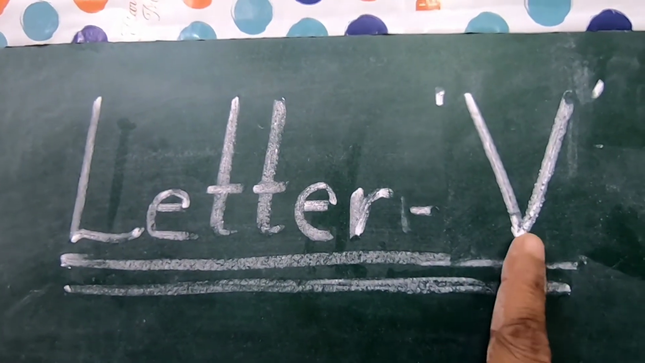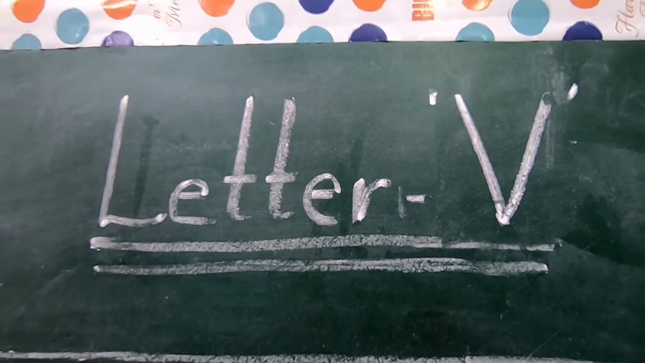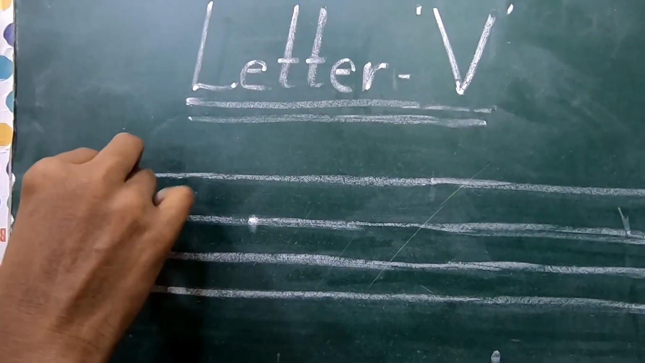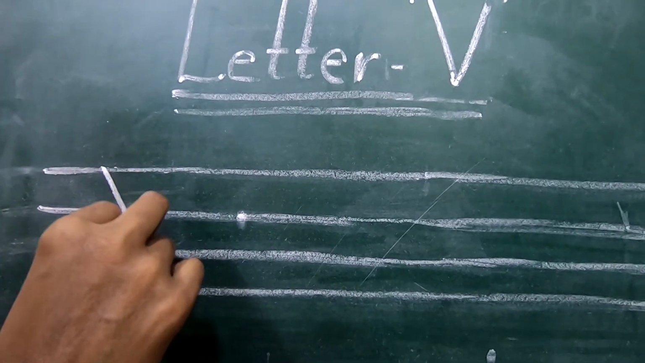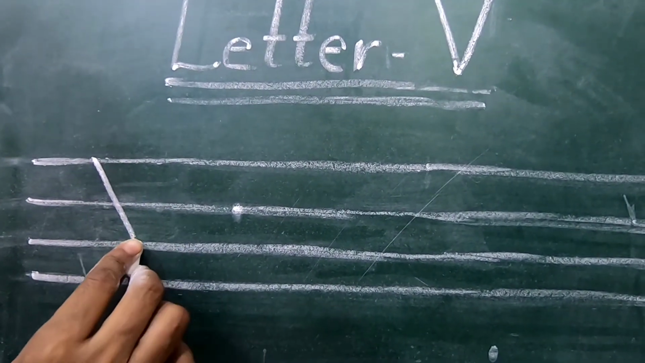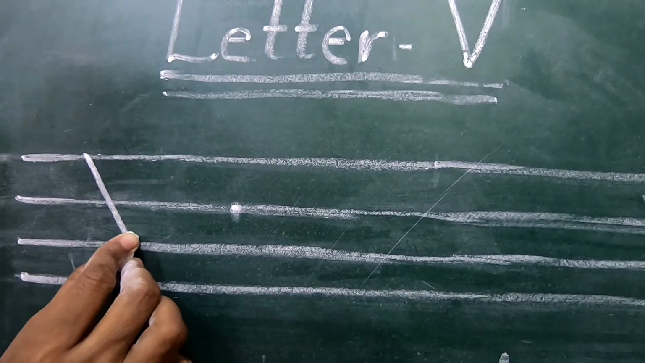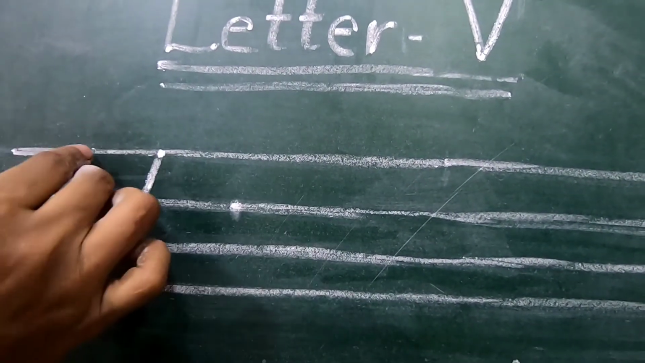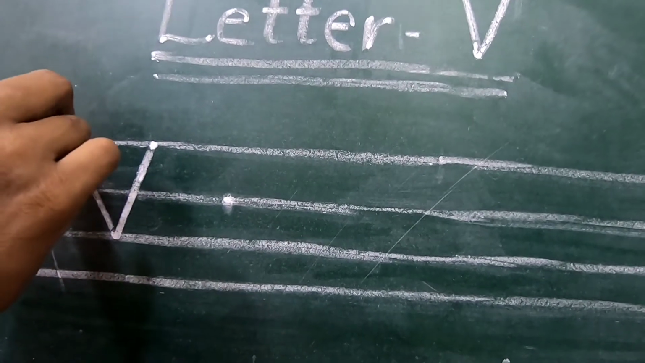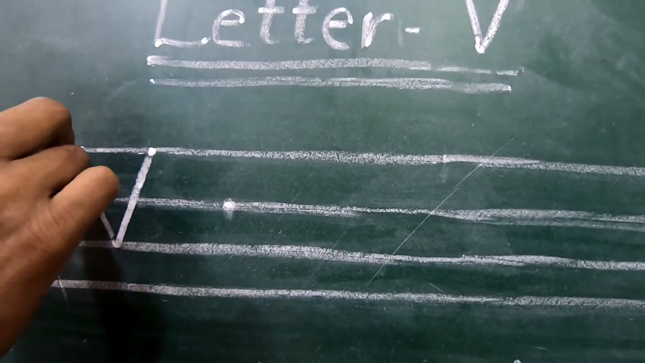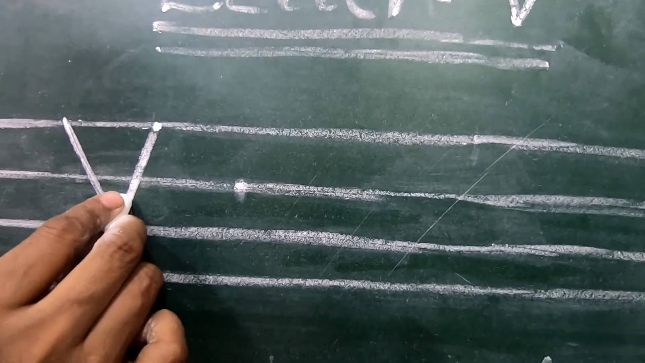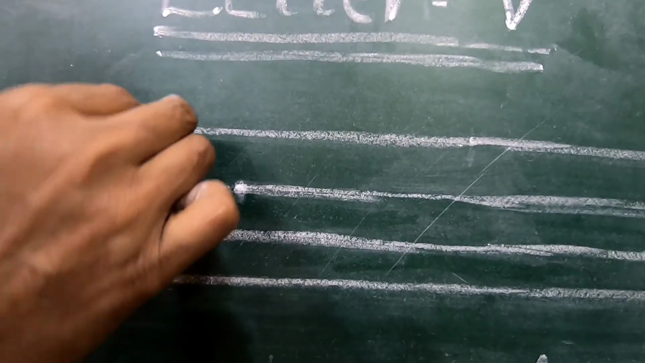Next letter is V. Let's practice capital V. So again, as usual, we will start from this front line and make a slanting line like this. Now go upward, making another slanting line. Just make two slanting lines. First, you have to start from this front line, come downwards up to the base line, and then go upward up to the front line and stop.